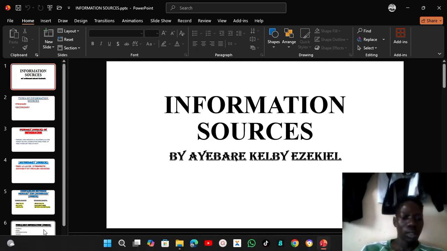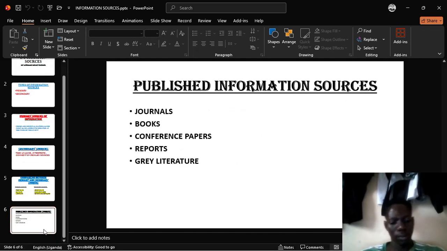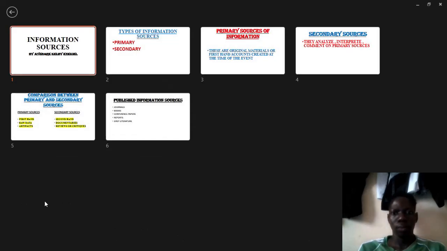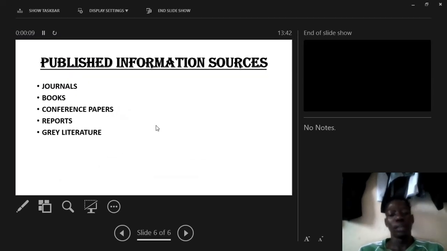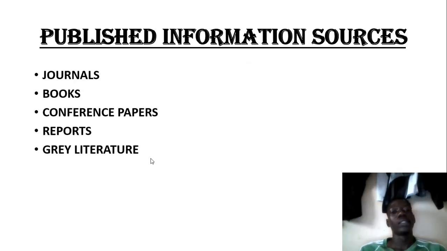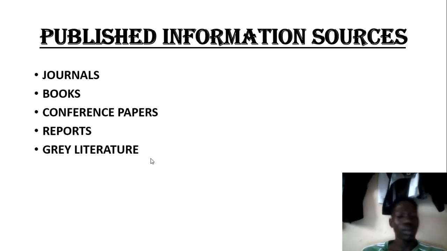Then I think that's not the end. Then we have the published sources of information. Now, published information sources, these are secondary sources of information, like journals. Journals is something that has been written. Like many people, as we know, diaries. That's what we know mostly.